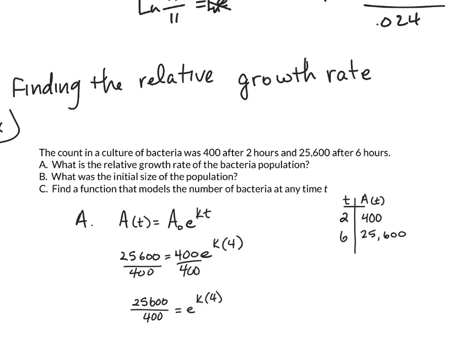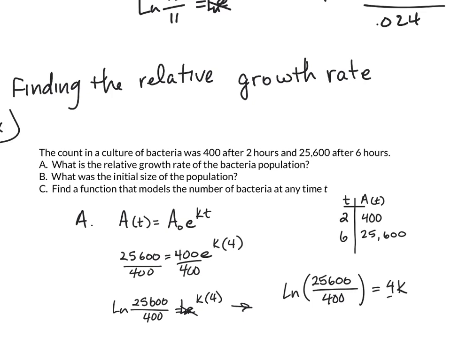Now we can cancel the base by using a logarithm on both sides. And we use natural log because they have a base e, so the natural log cancels the base e. So we have natural log 25,600 divided by 400 equals 4k.